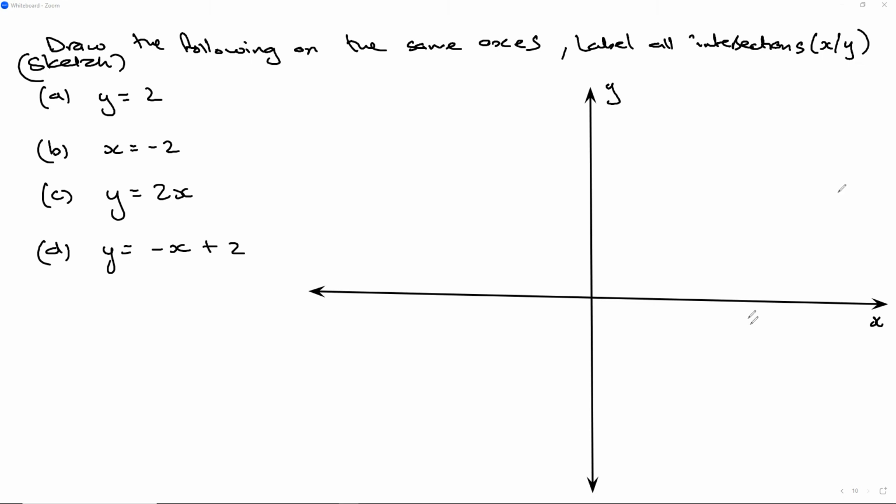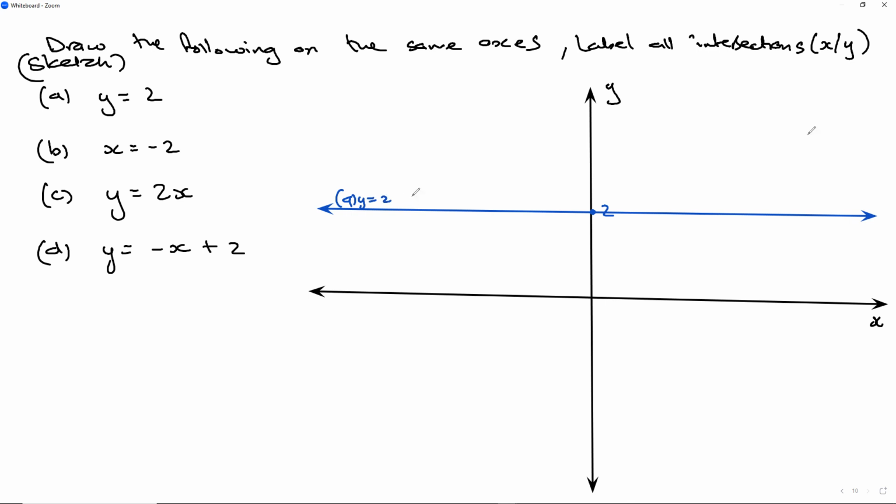The first line there is y equals 2. So let's produce a point on the y-axis and we call it 2. We're now going to sketch this line over here. There we go. And that's the answer for A. Let's label it A. So we know that's y equals 2.